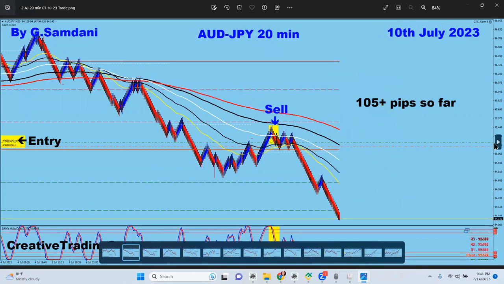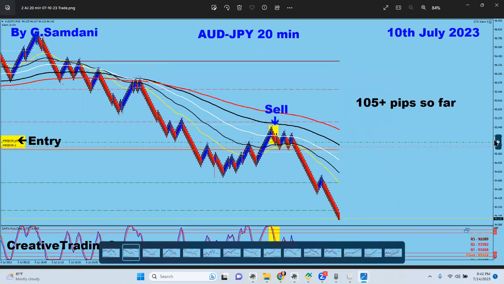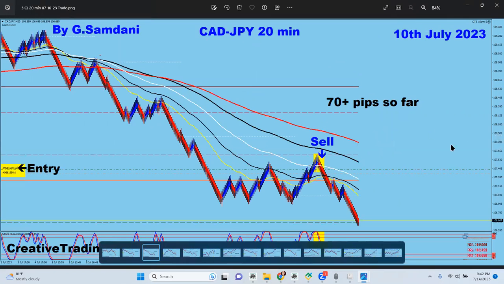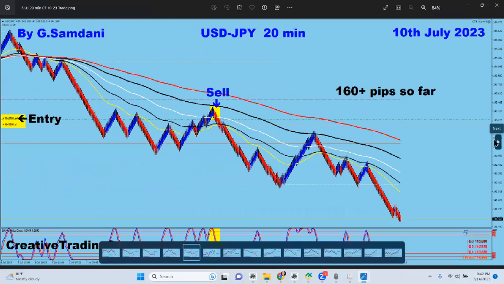Second on the 10th, Aussie yen, 105 pip. CAD yen, 70 pip. You can see all the trades are the same setup. This one, 70 pip here. Kiwi yen. Notice that all of these are yen. USD yen, 160 pip, two days' worth. This was last Friday, and then this is Monday.